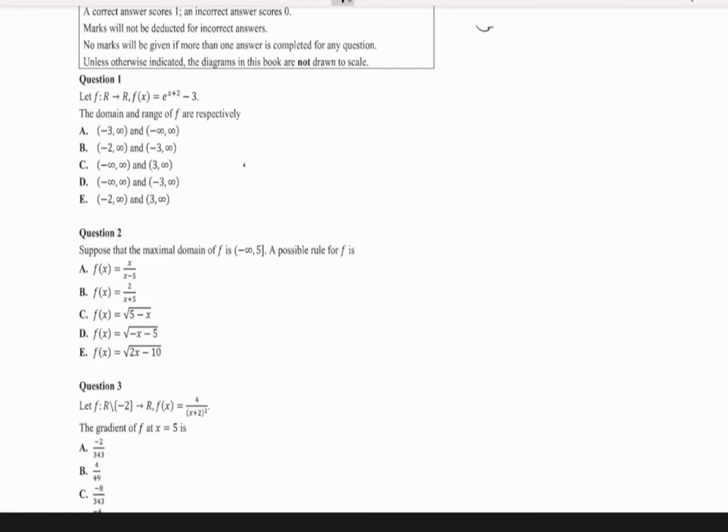I just graphed it, and you can see that you have an asymptote at y equals -3, and immediately you can rule out options A, B, and E because you can clearly see that the domain is from -infinity to infinity, and for range you can see that it would go from -3 to infinity inclusive. So these are the only.